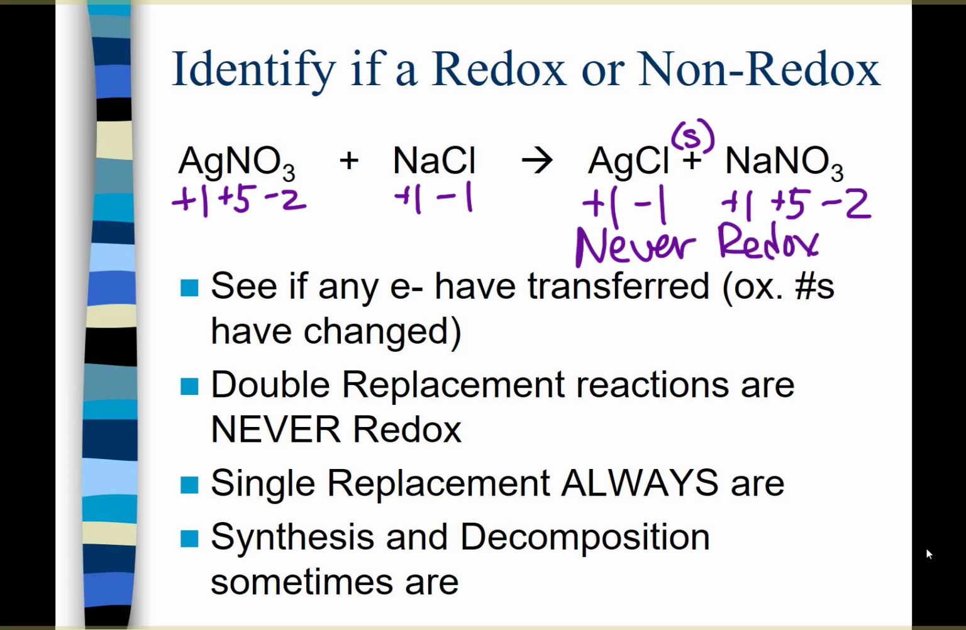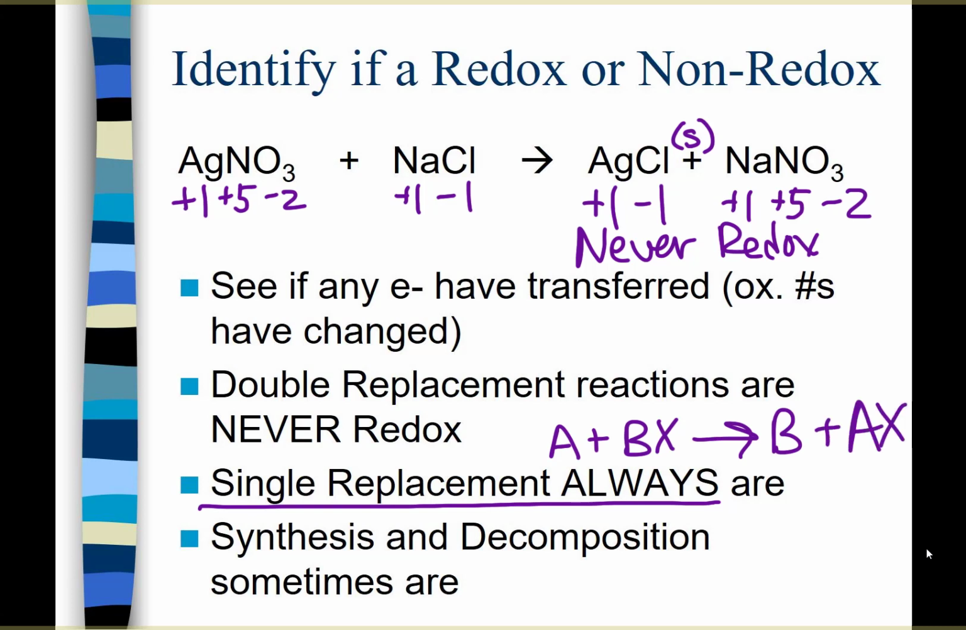Well, if double replacement reactions are never redox, are there any types of reactions that we can look at and see that they are redox? And the answer is yes. Single replacement reactions always are. Recall, a single replacement reaction is when you take an element and you add it to a compound, and you get a new element and a new compound. So you can see that my A and my B switch places. So this is a single replacement.